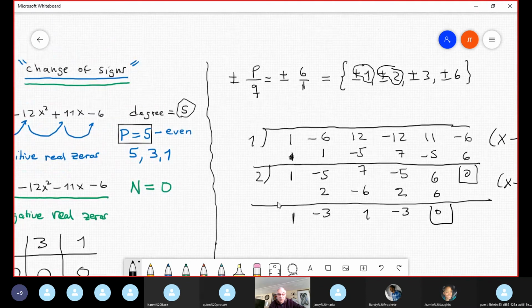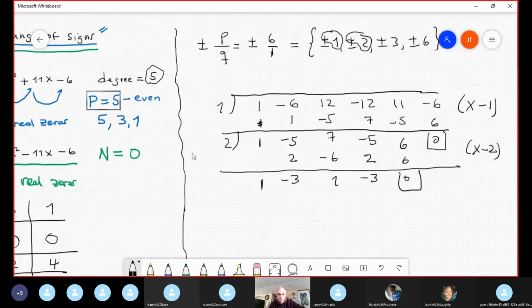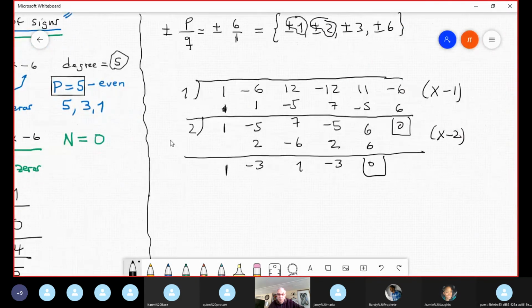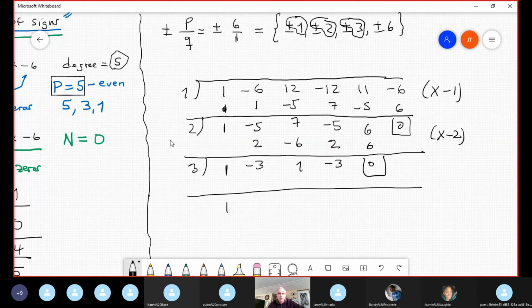Remember, the original degree of the polynomial was 5. With 1 synthetic division it reduced to degree 4. With the second synthetic division, now we have degree 3. Now I want to use 3. Synthetic division using 3. Bring down 1. This is 3. This is 0. And 0 times 3 is 0. 1 and 3. Wow, again. It's x minus 3. It's also a factor of our polynomial.